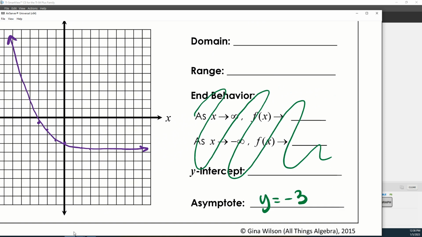All right, so domain is still going to be all real numbers on all of these. And then the range is going to be y is greater than -3. So this number bumps up to there.